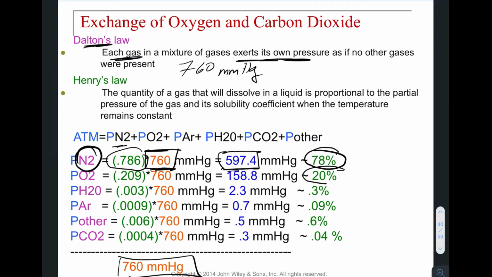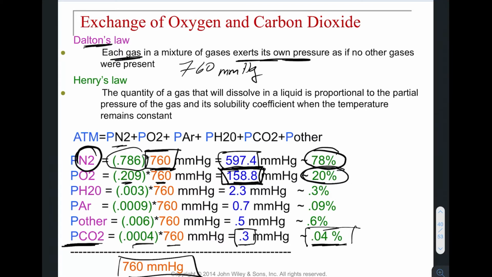Oxygen is 20%. So for oxygen, you take the decimal 20%, multiply it by 760, and you get 158.8 millimeters of mercury, and that's how much oxygen contributes. And CO2, surprisingly, is very, very small. So CO2 at 0.04%, you multiply that decimal by 760, and you get 0.3 millimeters of mercury. So a very small percentage from carbon dioxide.